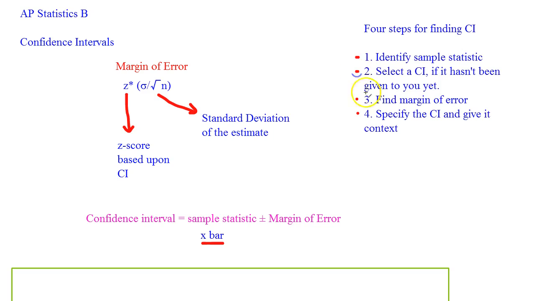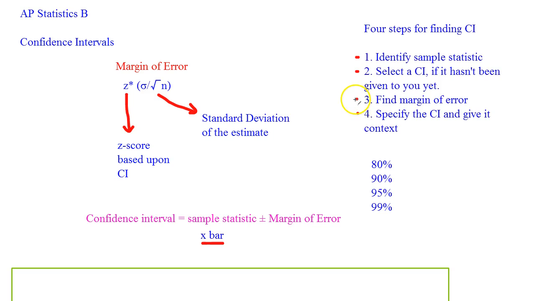The second step is to select the confidence level if it hasn't already been given to you. The most common ones are 80%, 90%, 95%, which is one of the most common ones I've ever used, and 99%. So you're going to be using any of those.